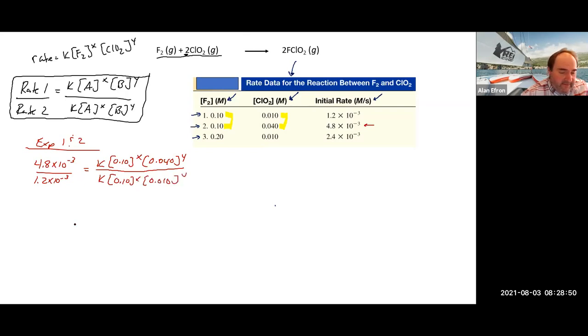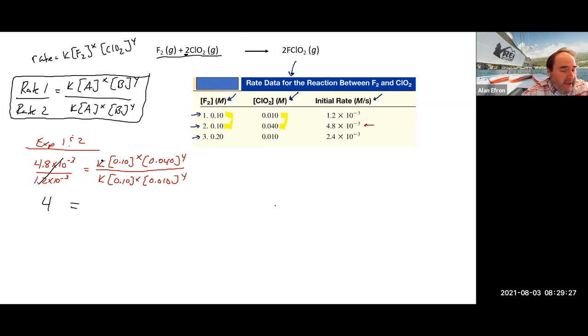First off, any questions on where I'm getting these numbers? Again, all these numbers are coming from the table. Once you have this, we can do a little bit of math. If we do some division on the left-hand side, we take 4.8 times 10 to the minus 3 and divide it by 1.2 times 10 to the minus 3. That should equal 4. Now, by keeping some things constant, it helps us make this very easy to solve.